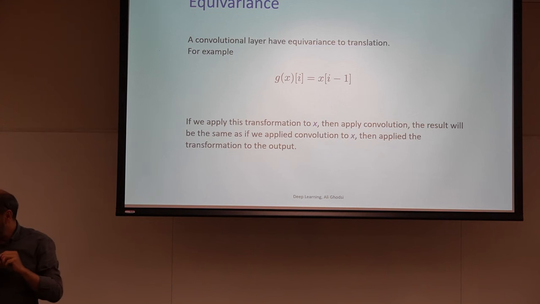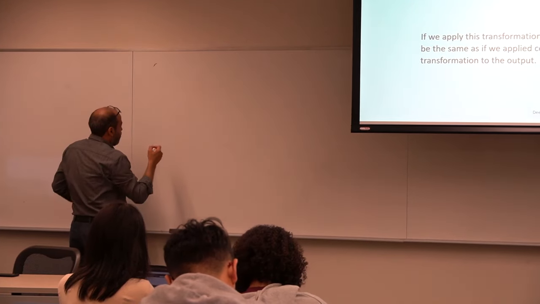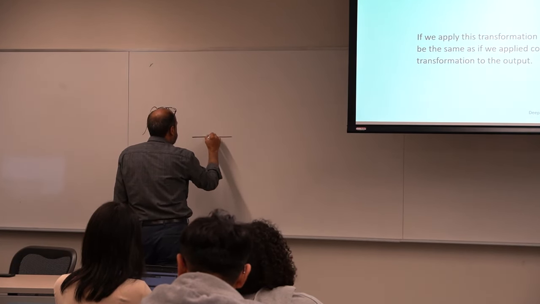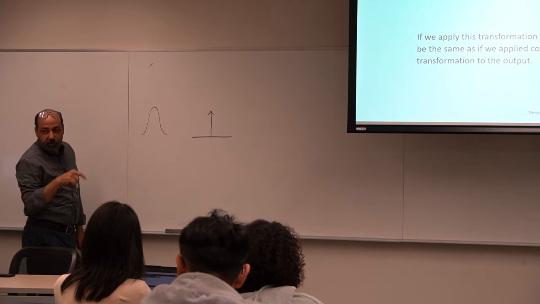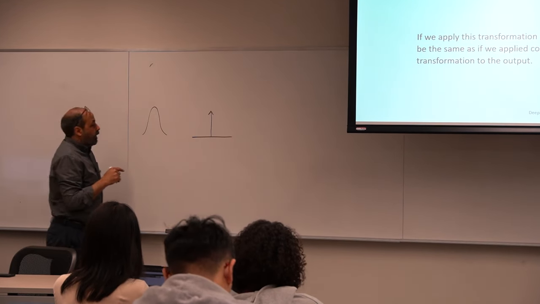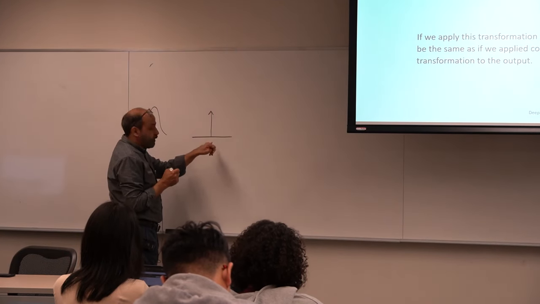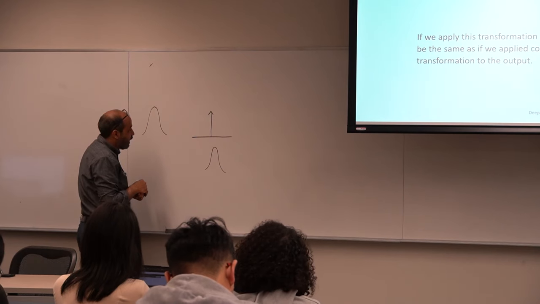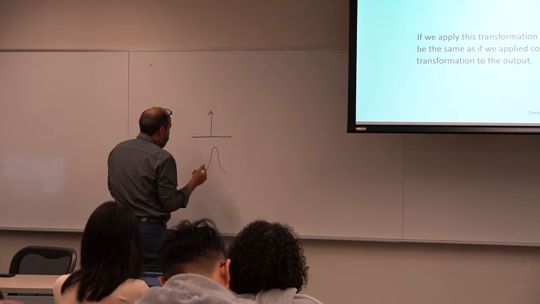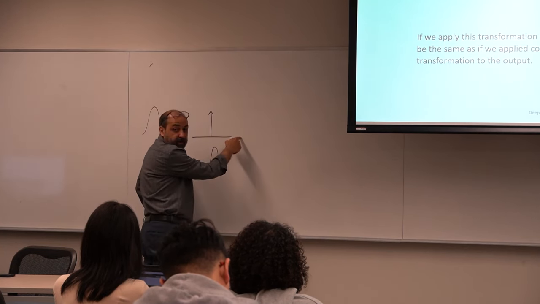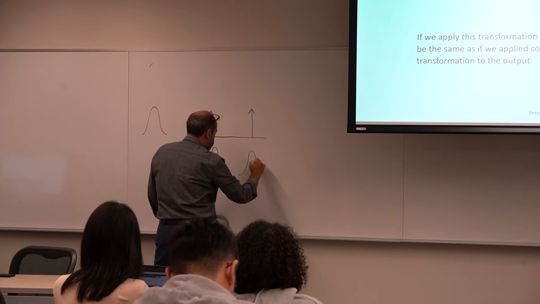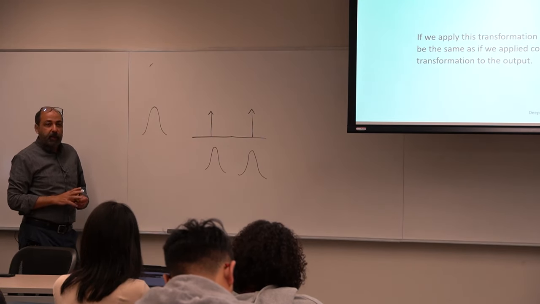Why is this important? First see what it says. Say I have this function and I want to convolve it with a step function, like a spike. So what's going to happen? Everywhere it's going to be zero except at this point. So I'm going to see the signal here, not anywhere else. If I had this spike in different places, then I would have the signal in that place. So if my signal has this form, then I'm going to see this signal.